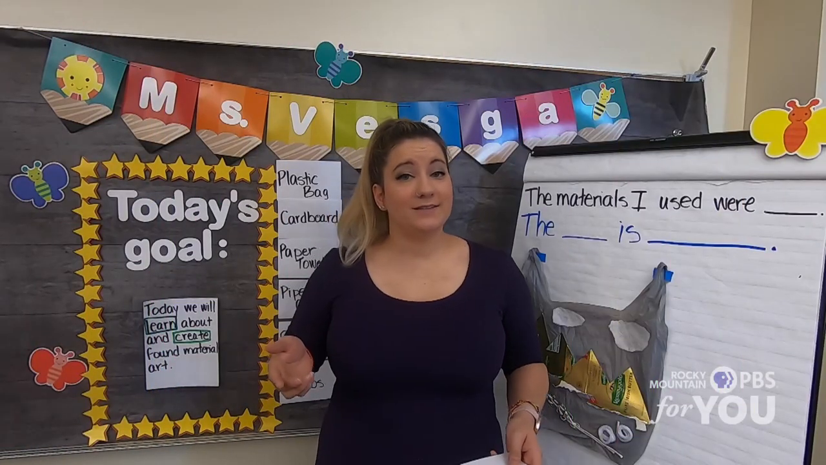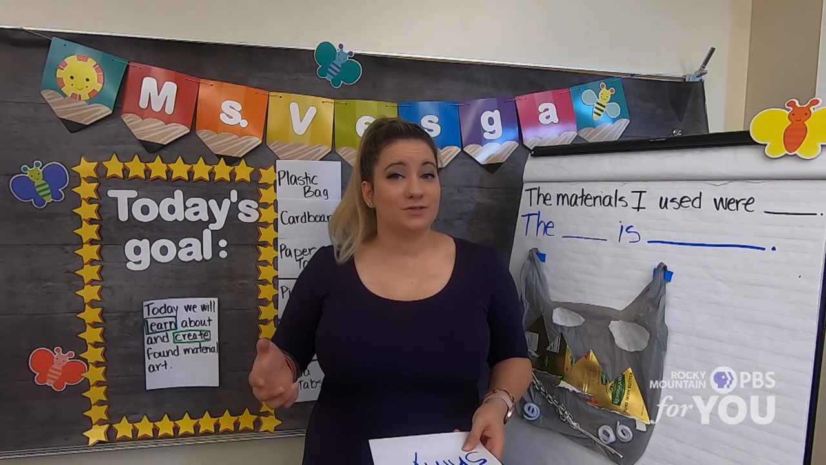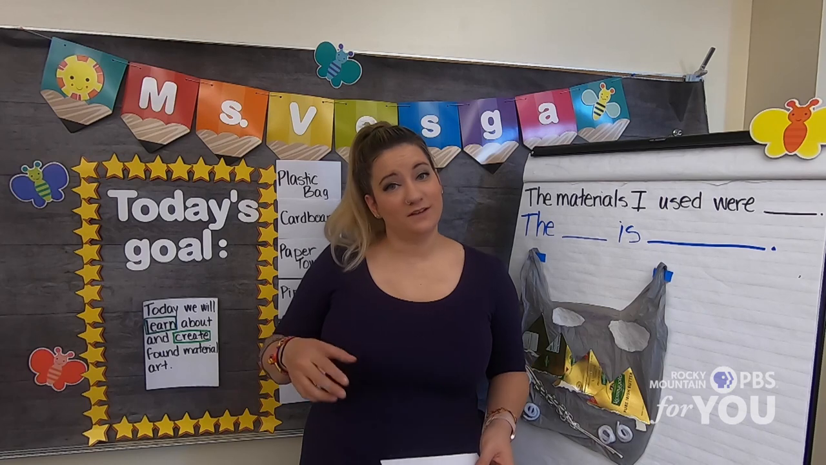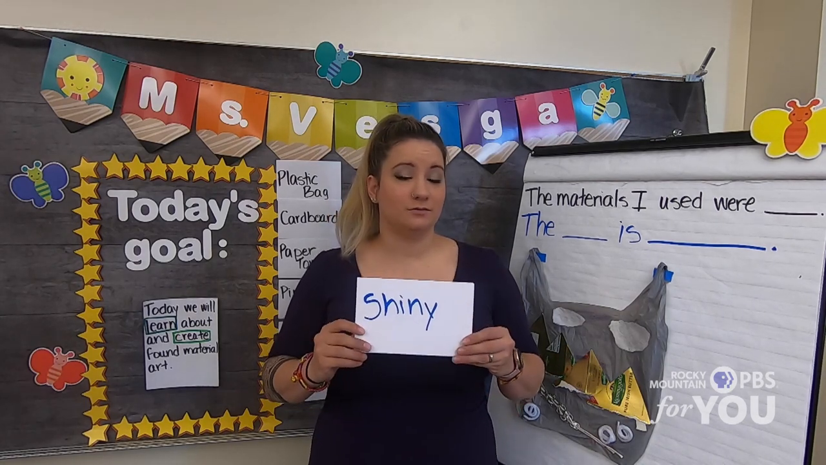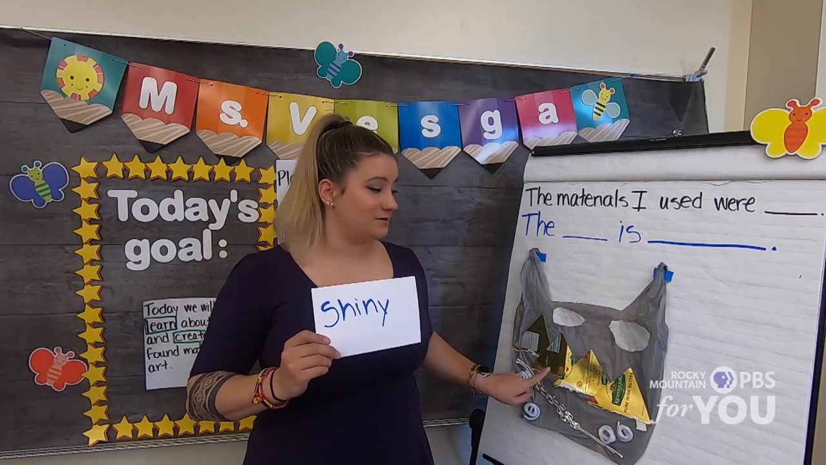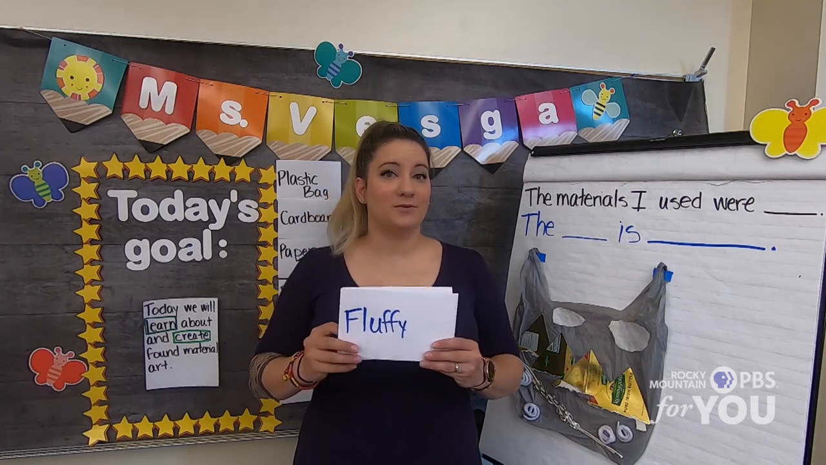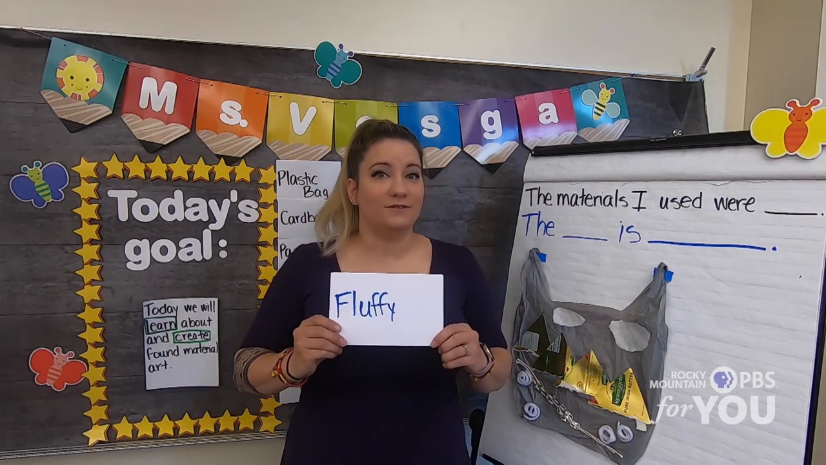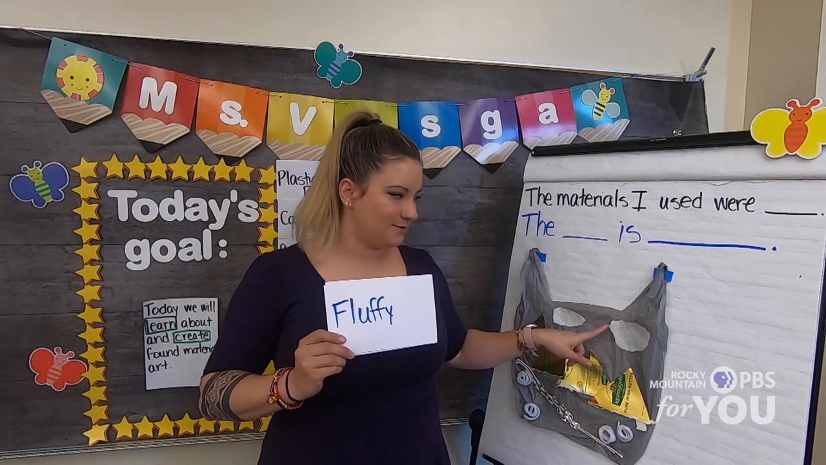When we talk about our different materials, we're going to use describing words to describe the different types of materials and what they look like and what they feel like. The first word we're going to use is the word shiny. Which material was shiny? I think it was the shiny mountains. The next describing word we're going to use is fluffy. Which material was fluffy? Maybe the paper towel.